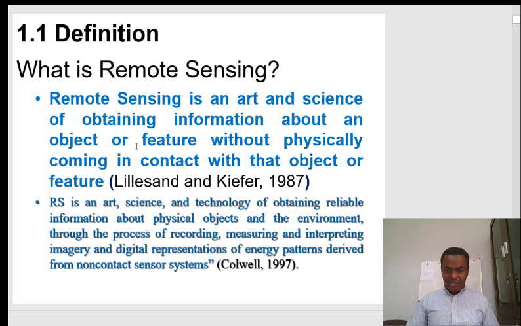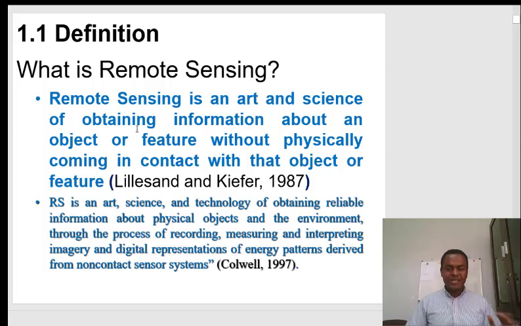In this definition, there are very important words. It's an art as well as a science. So it incorporates the issue of art and the issue of science. We call it science because remote sensing is based on mathematics, based on physics, especially based on radiation principles, based on electromagnetic principles. Another keyword in this definition is that it's all about obtaining information.